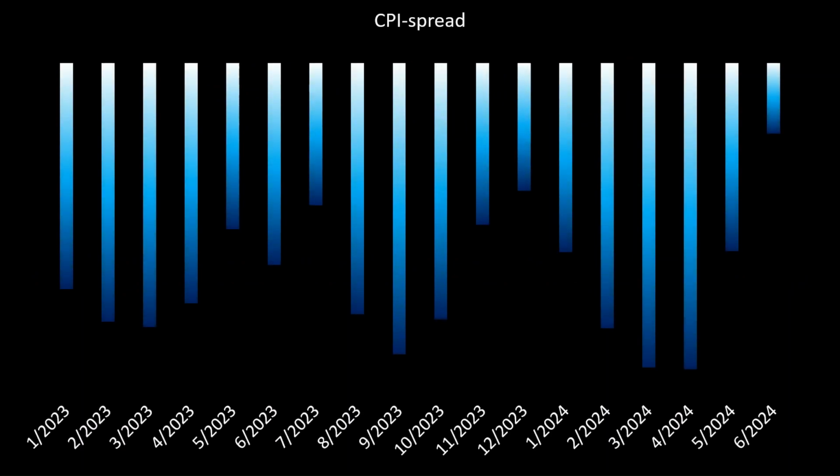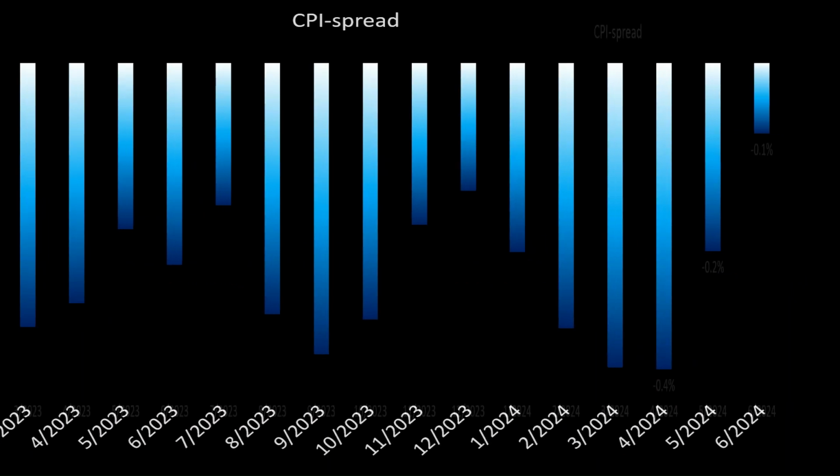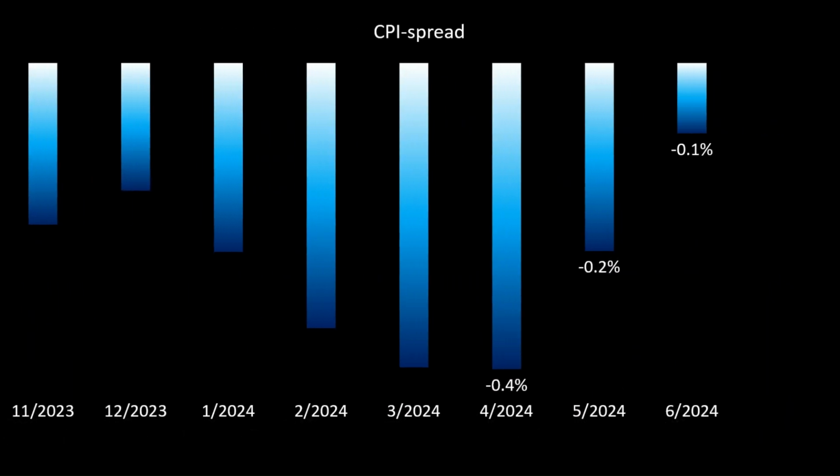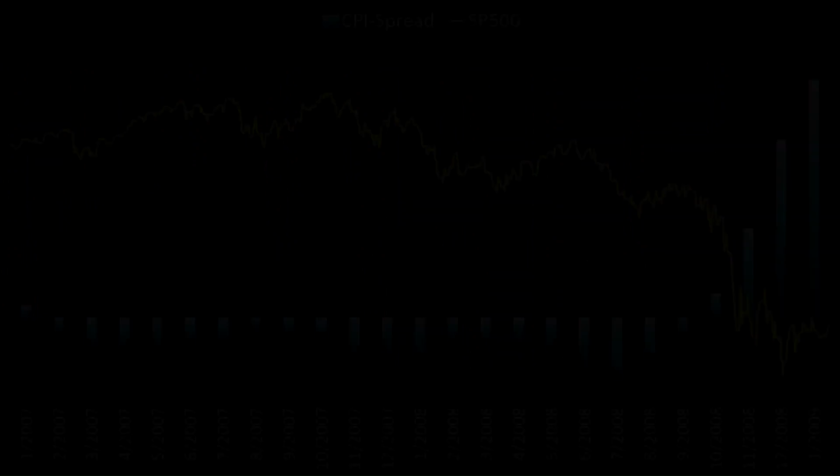Well, this is where we are right now. The blue histogram bars show us negative readings. At the moment, we see a trend moving to the upside. In April, negative 0.4%. May, negative 0.2%. June, negative 0.1%. So notice as inflation's coming down, the difference between the 12-month and the 3-month is tightening, but it's starting to accelerate to the downside.